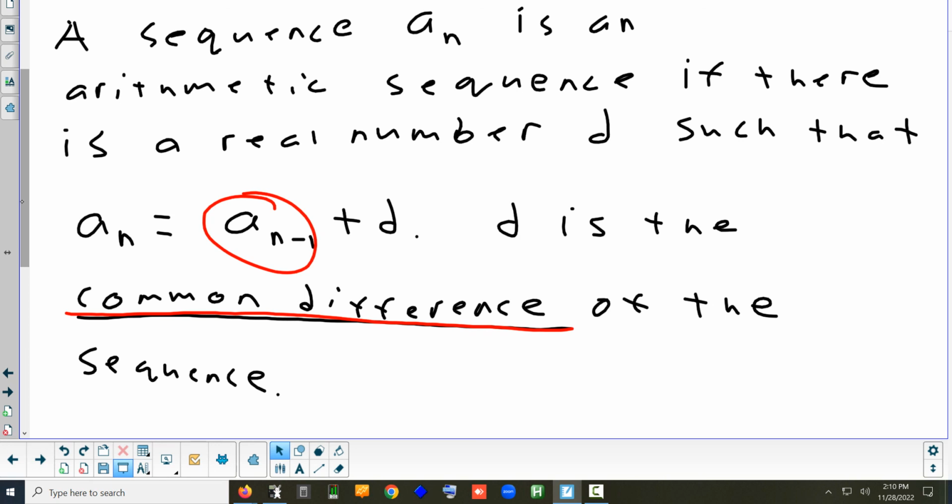And recursively, this is how you write a formula for an arithmetic sequence. You take the term that came before it, and you add, well, it could be subtract. It depends on the problem. You could add a negative, and that would be like subtracting. But you take the one that came before it, and you add a value.